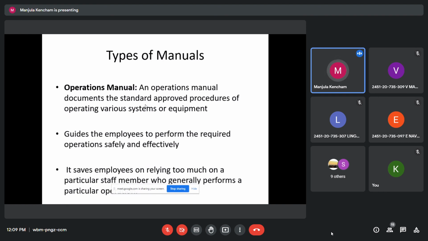Where people refer to it and rely upon it for their information. It guides the employees to perform the required operations safely and effectively. Because whenever there is a new recruit, there wouldn't be time for each and every person to train the recruit. They are handed over this kind of guidelines or rule books, which the new recruits should familiarize themselves with, so that they know what they are supposed to be contributing or doing as a part of their job, role, or responsibility.